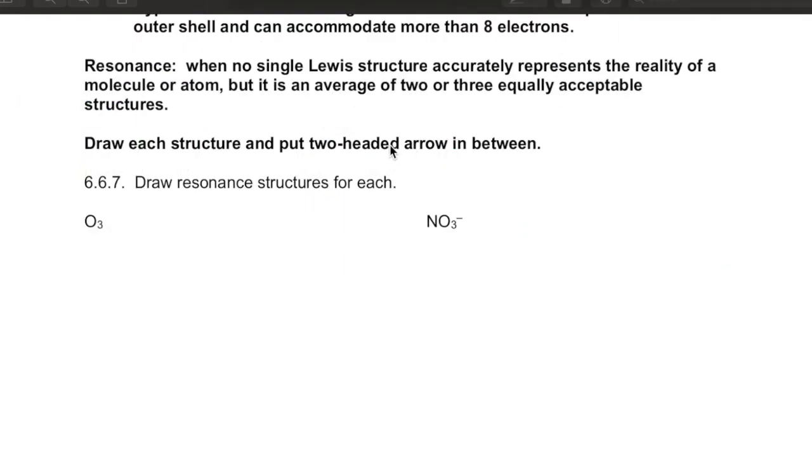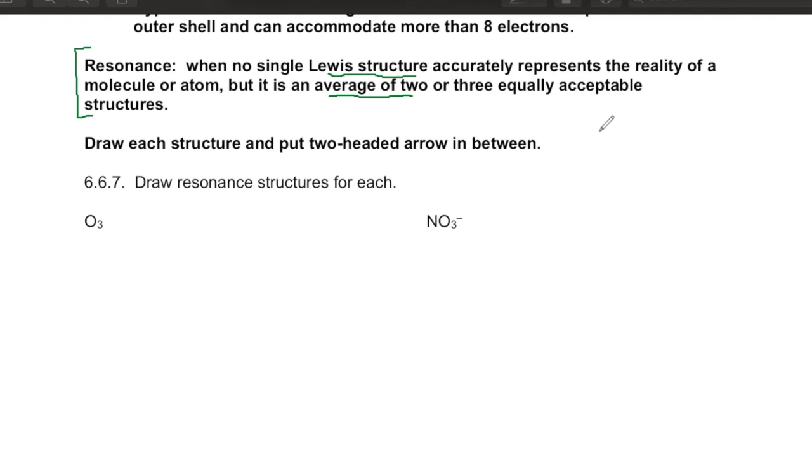One last thing I wanted to talk about regarding Lewis structures is the concept of resonance. So molecules existed before Lewis came up with his way of showing the structures and showing the electrons. And so some molecules are not completely accurately represented by a single Lewis structure. And so it's really kind of an average of 2 or 3 Lewis structures that you can draw.